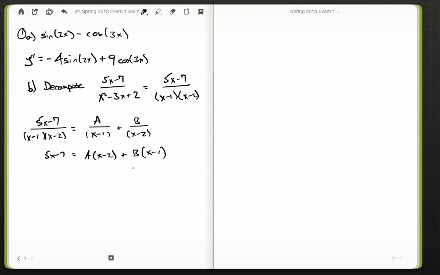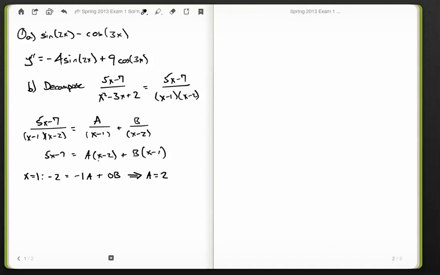Now I pick convenient values of x. Let's do x equals 1 first, because that gives me my A. So 5 times 1 is 5, minus 7 is negative 2, equals 1 minus 2 is negative 1 times A, plus, well, 1 minus 1 is 0, so that goes away, 0B. So negative A equals negative 2. This gives me A equals 2.